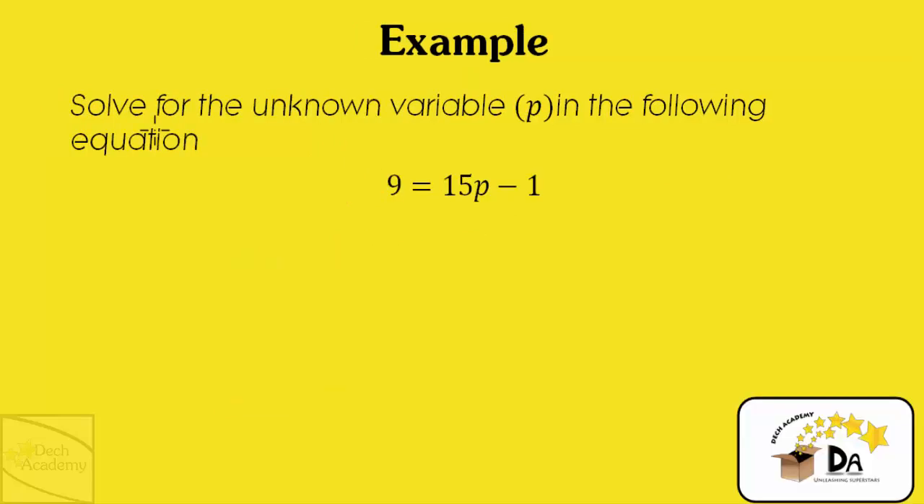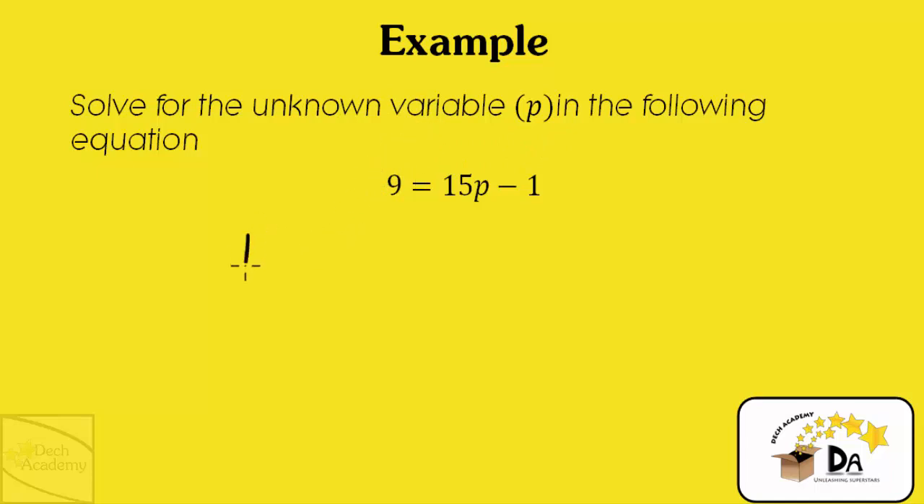Here's another example. Solve for the unknown variable, in this case p, in the following equation: 9 equals 15p minus 1. We want to know what value p takes. We want to make p the subject of the formula. That is the meaning of this question. You know you want to isolate p on the left hand side. So a first logical step is to swap the left hand side term with the right hand side term so that the term involving p now appears on the left hand side.